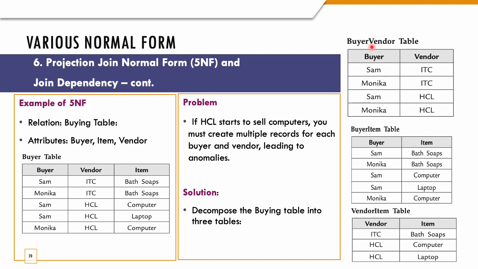We have a buyer-vendor table as the first separate table. This table captures the relationship between buyers and vendors. Then we also have the buyer-item table. This table captures the relationship between buyers and items. And the third one is the vendor-item table. This table captures the relationship between vendors and items.